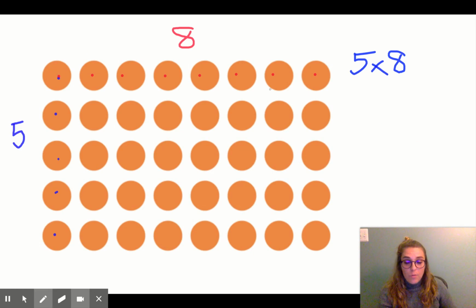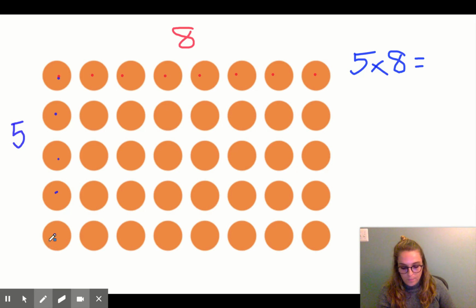Now we can use this array to also solve what 5 groups of 8 actually equals. I'm going to do it by skip counting along the bottom, which you can absolutely do just by skip counting on your paper. So I know that these are columns of 5. In each of my 8 columns, I have 1, 2, 3, 4, 5. I know skip counting by 5. This is a lot easier than skip counting by 8s for me, so I'm going to skip count by my columns.